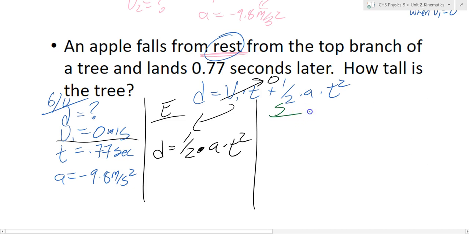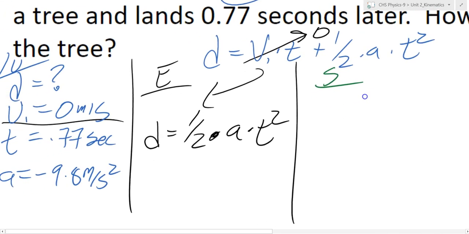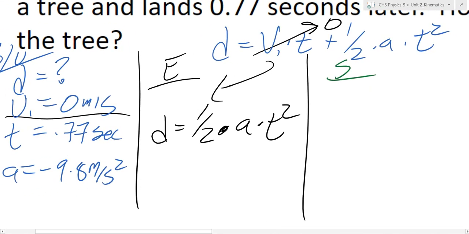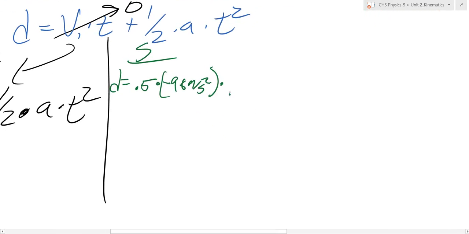And then we got to substitute now. Zoom in just a little bit here. And we've got d equals, I'm going to say 0.5 just because that's easier to type in your calculator, times negative 9.8 meters per second squared times 0.77 seconds squared. So what happens here now is I got to do my order of operations. So I'm going to take care of this first, the 0.77 seconds.